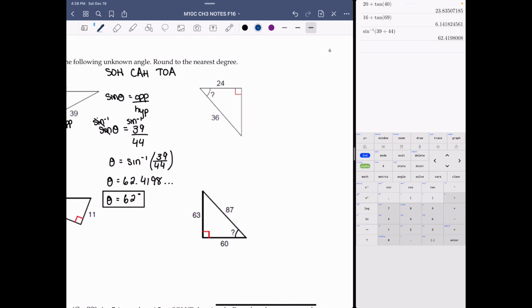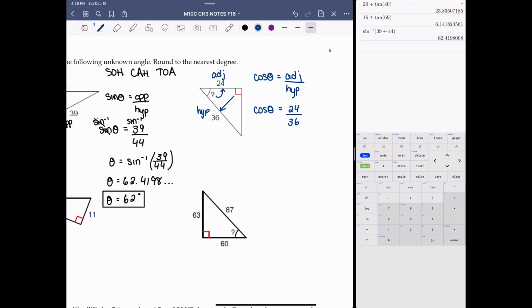Next one, 36 is across from the right angle, making it the hypotenuse. And 24 is attached to our angle of interest, but it's not the hypotenuse, so it is the adjacent. Adjacent and hypotenuse, which trig function would we use? That would be cos. Cos theta equals adjacent over hypotenuse. Plug in what we know. We don't know the angle, so that's staying theta. Cos theta equals adjacent is 24, hypotenuse is 36.